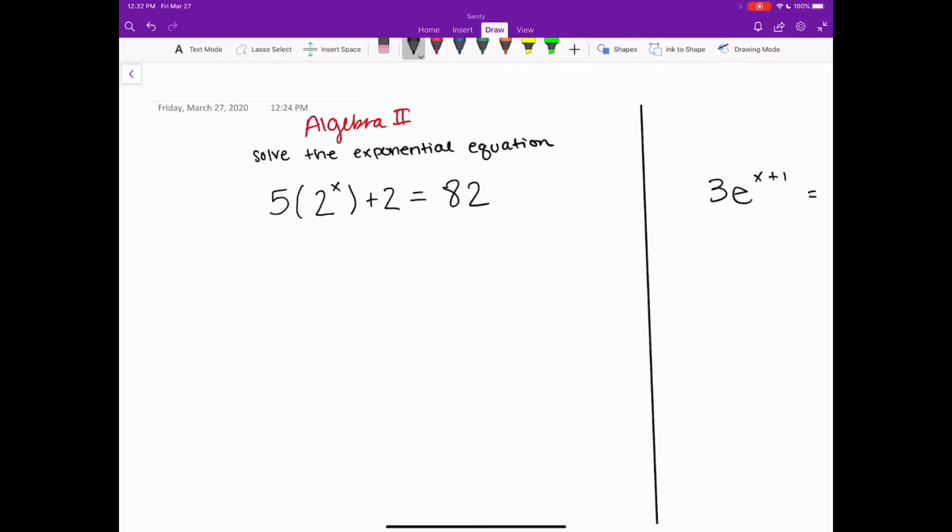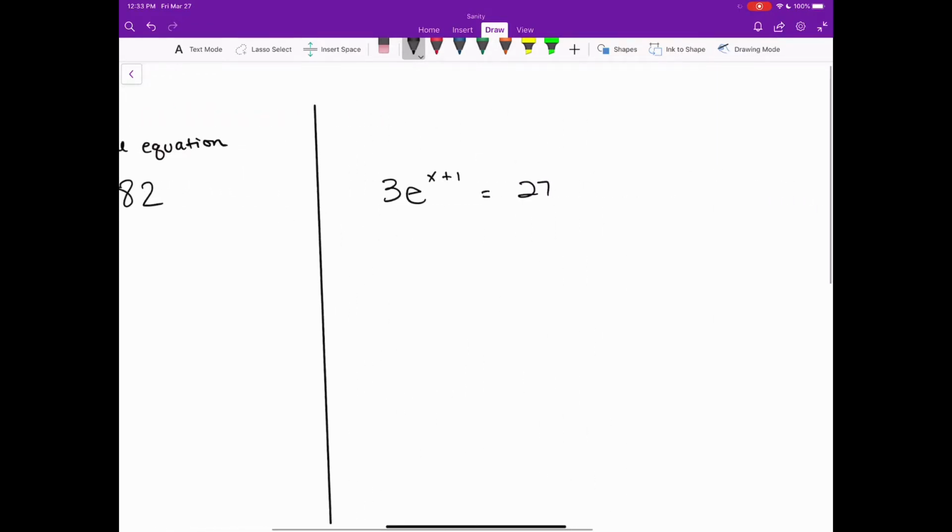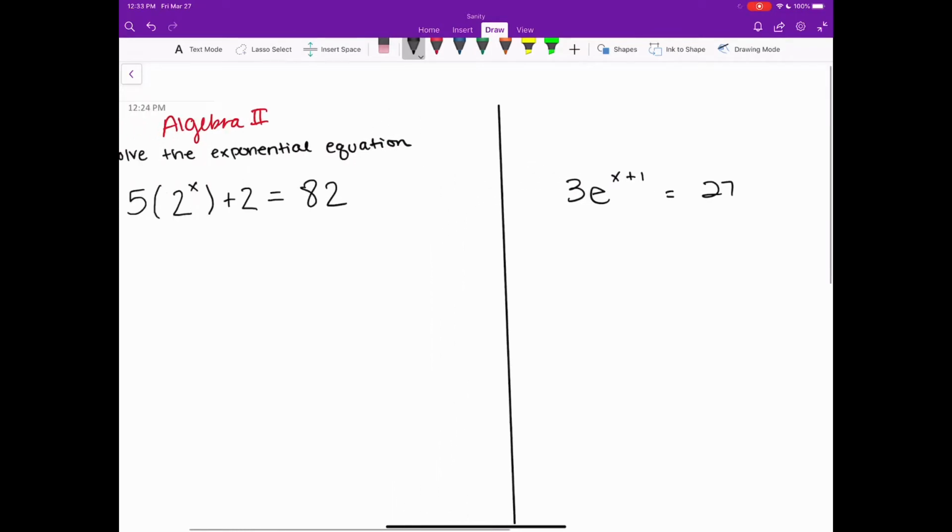Hopefully well. We're going to look at solving some more exponential equations here in just a second. One of them is going to be very simple, and one of them is going to involve base e, so we're going to have to use natural log on our calculator. Let's look at this first one real quick.